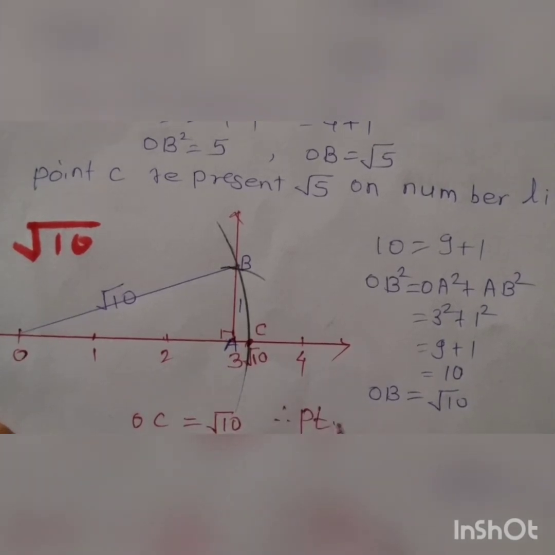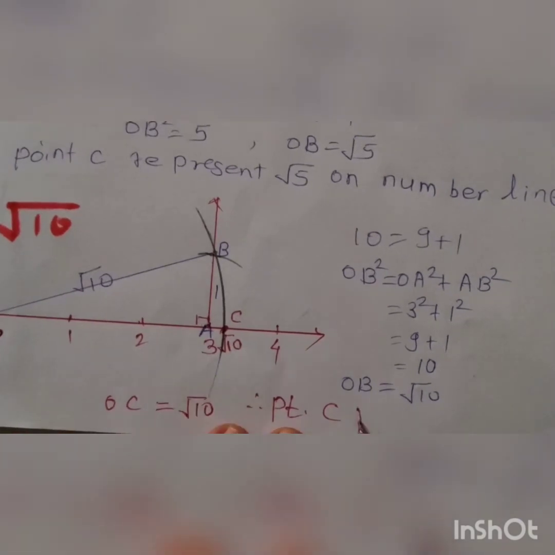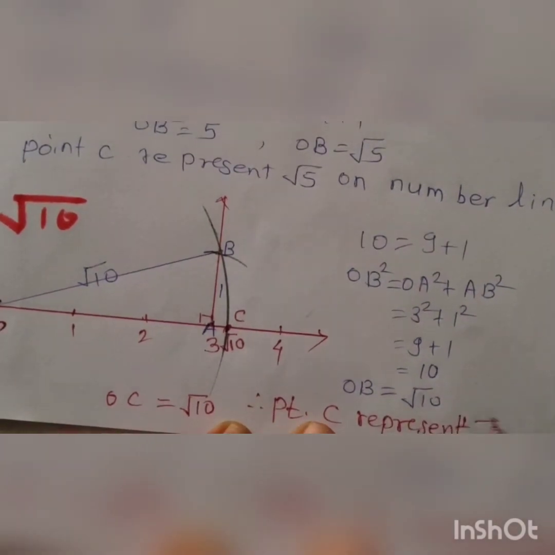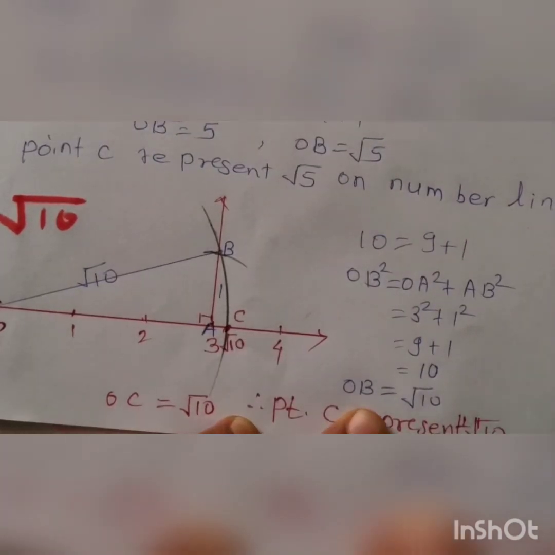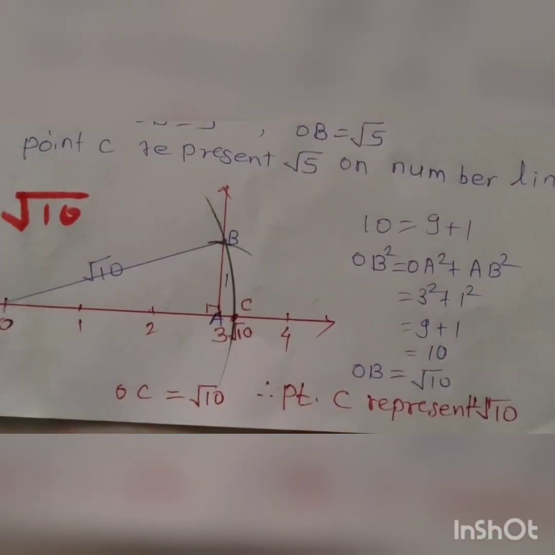Therefore point C represents root 10. Point C represents root 10 on number line. In this way we can show the irrational numbers on number line.